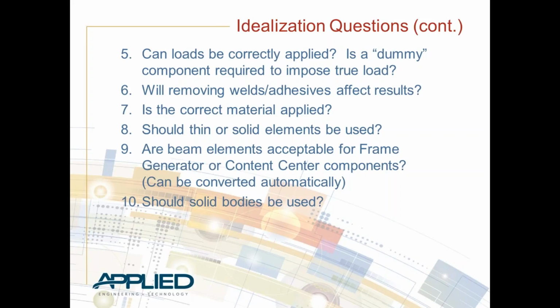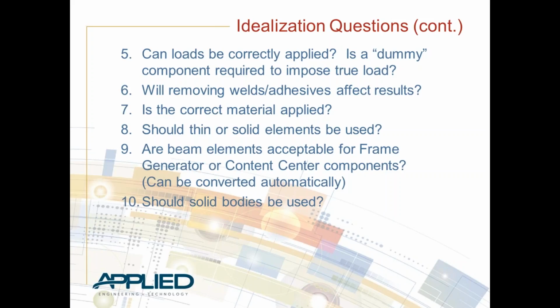Also, there's beam elements, so number 9 here. Can we allow that? Is it acceptable? A lot of times, if you're using the frame generator within Inventor, those can automatically be converted to a beam element instead of having to go through and define it yourself, and content center components as well. So if beam elements are acceptable, if you've got a lot of similar geometry and constant cross-section type of stuff, those beam elements are fairly handy and can simplify it pretty well.